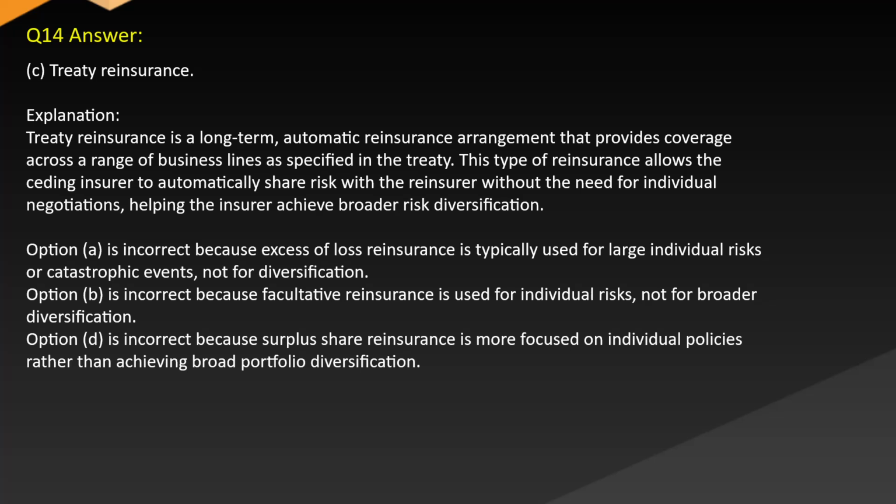Option A is incorrect because excessive loss reinsurance is typically used for large individual risks or catastrophic events, not for diversification. Option B is incorrect because facultative reinsurance is used for individual risks, not for broader diversification. Option D is incorrect because surplus share reinsurance is more focused on individual policies rather than achieving broad portfolio diversification.